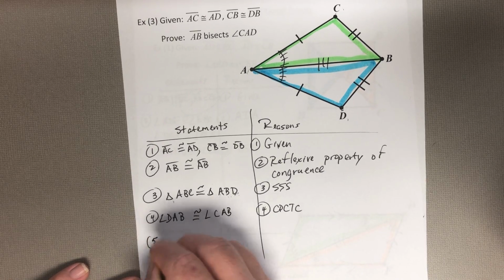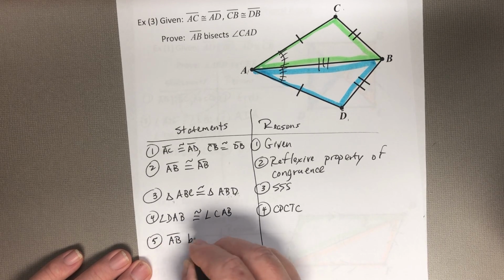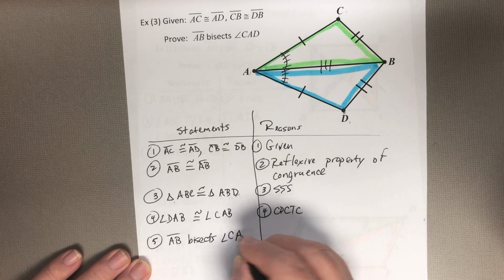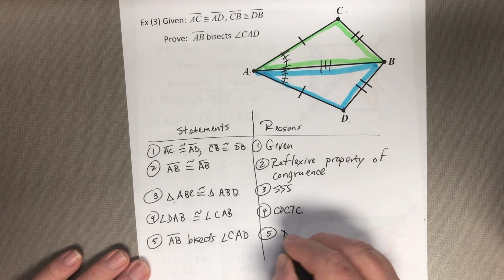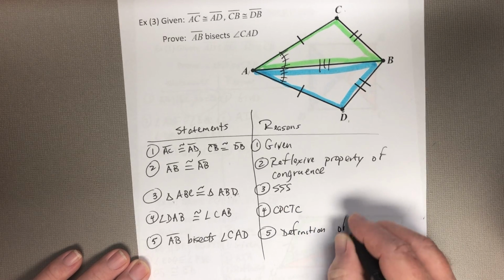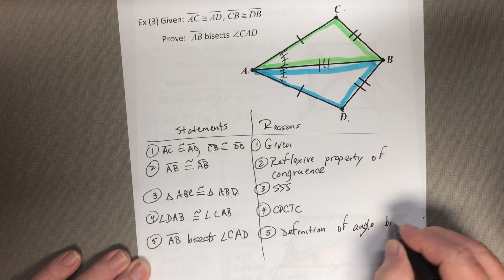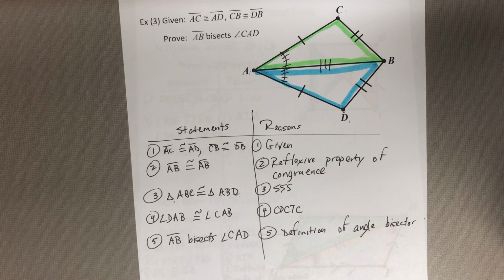So my next statement would be that segment AB bisects angle CAD, and my reason I'm allowed to make that statement is the definition of angle bisector. All right, and we're finished with that proof.